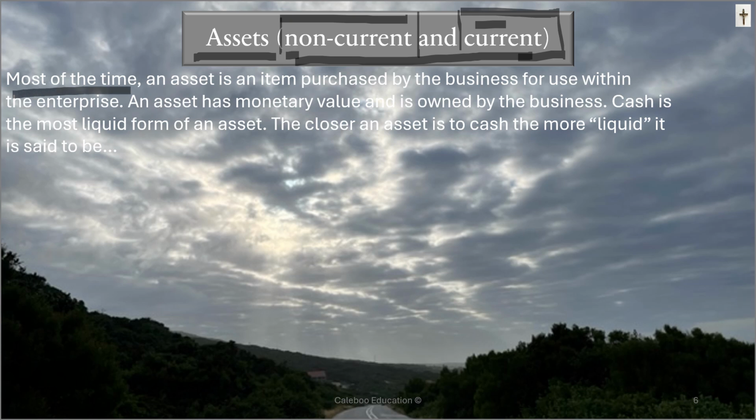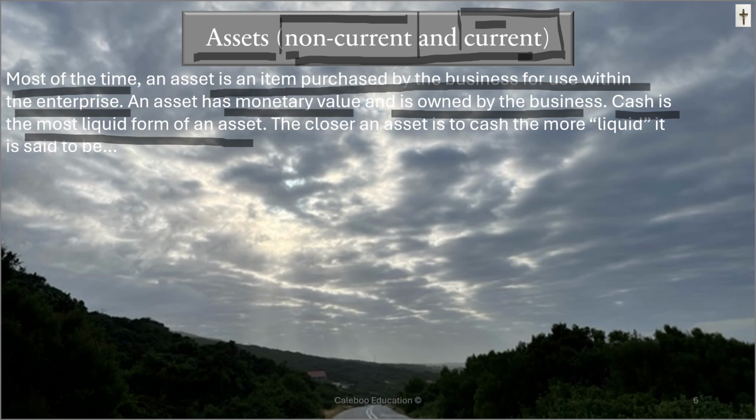So there's a little bit of theory here. Most of the time, an asset is purchased by the business for use within the enterprise, within the business. An asset obviously has monetary value and is owned by the business or partly owned. Cash is the most liquid form of an asset. When we talk about liquidity, the more liquid an asset is, the closer it is to cash, and if it's completely liquid, it will be cash.